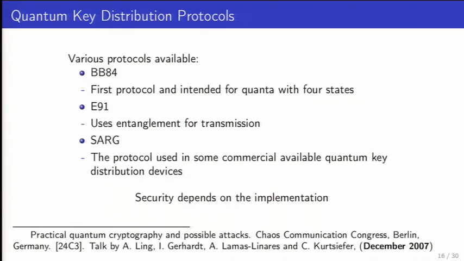The E91 uses entanglement for transmission, and the SARG protocol is used in some commercially available quantum key distribution devices. Of course, the security depends on the implementation, and you might have seen the nice talk in 2007 at the Chaos Communication Congress where they showed some practical attacks on quantum cryptography.